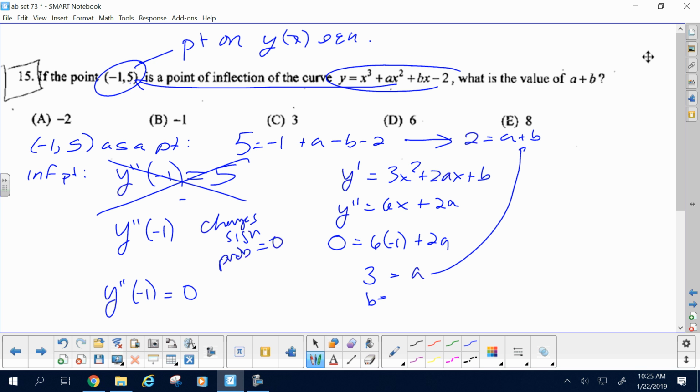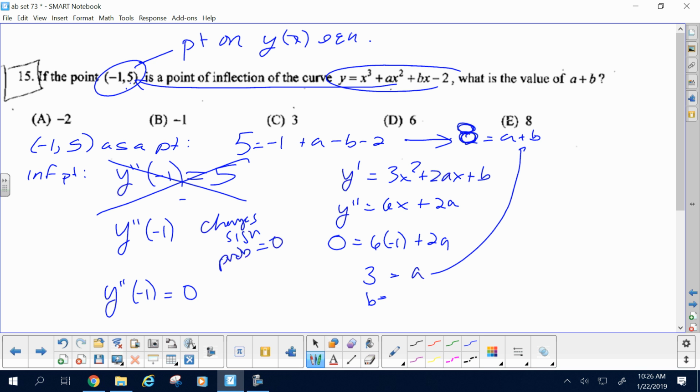Actually, did I just waste all my time? What's the answer to this? This should be 8, yeah? Wow, it just occurred to me, I 100% wasted my time. Did I even need to use that second derivative? Just saw this. Wow.